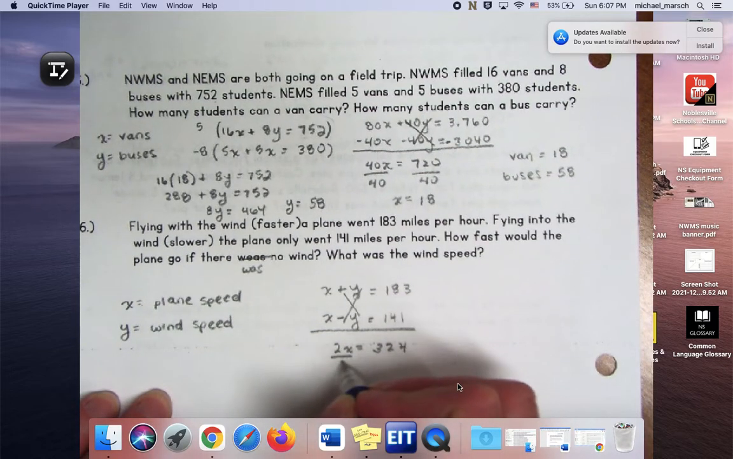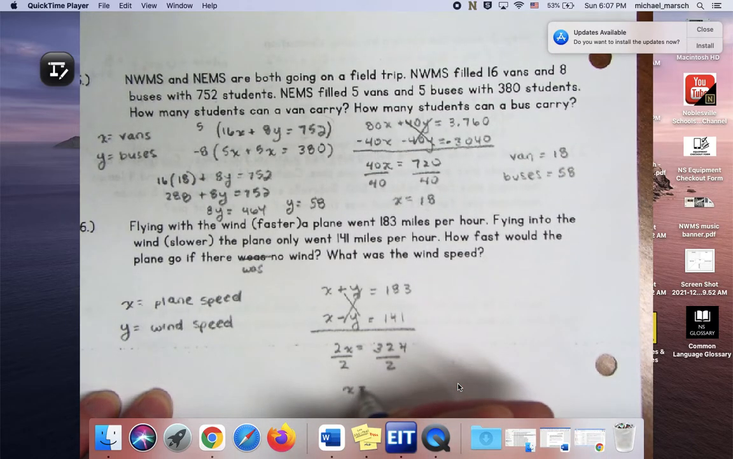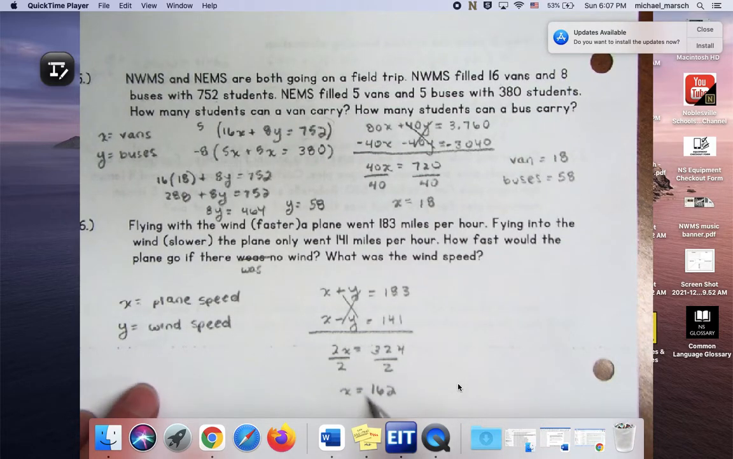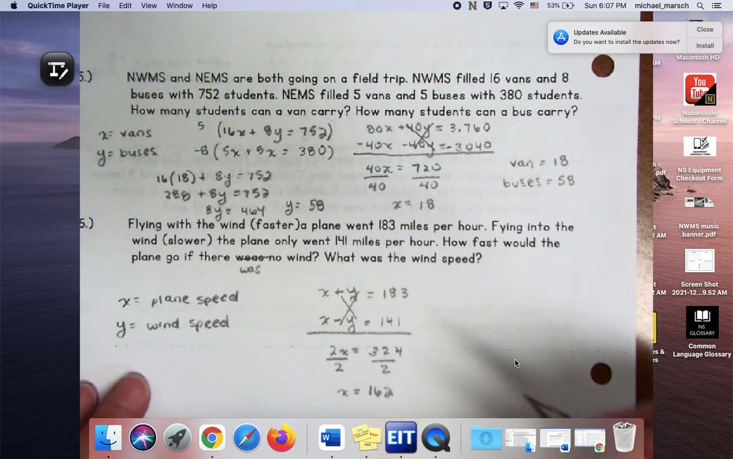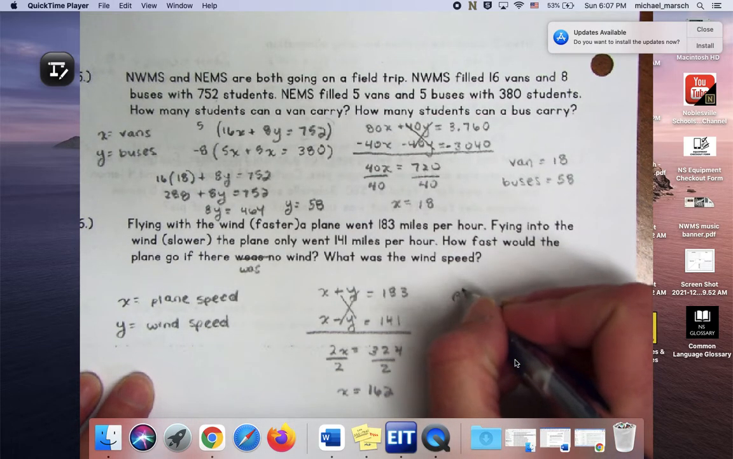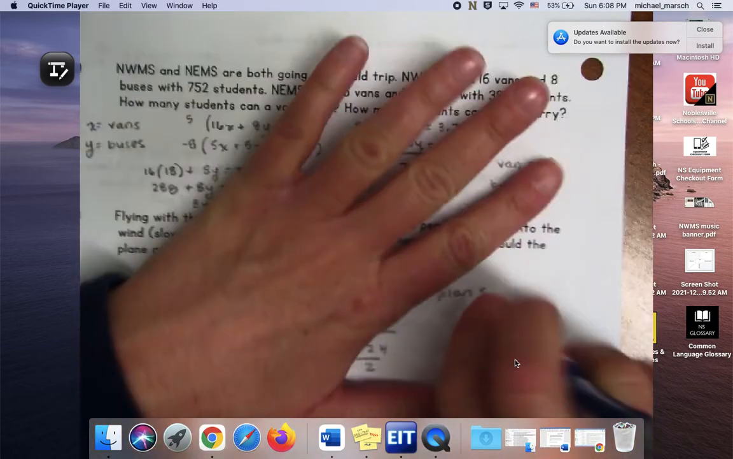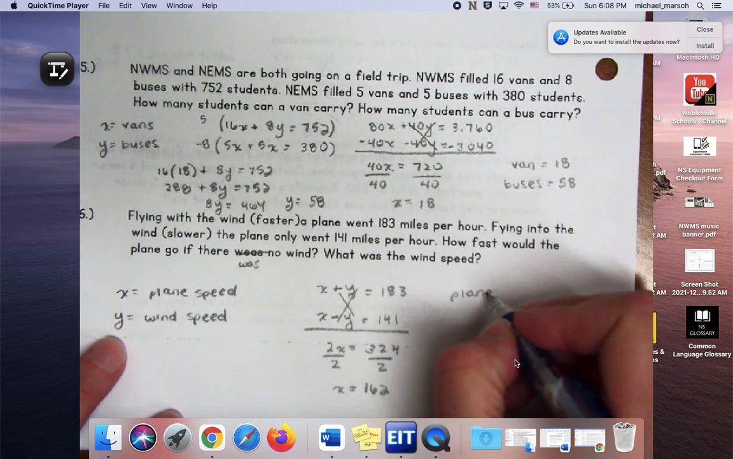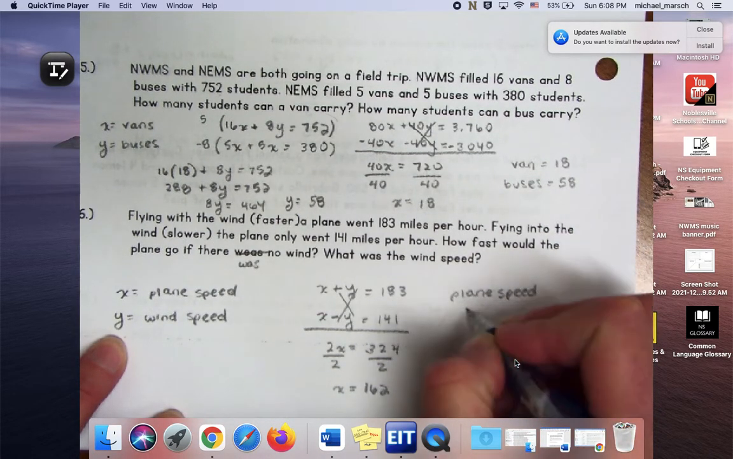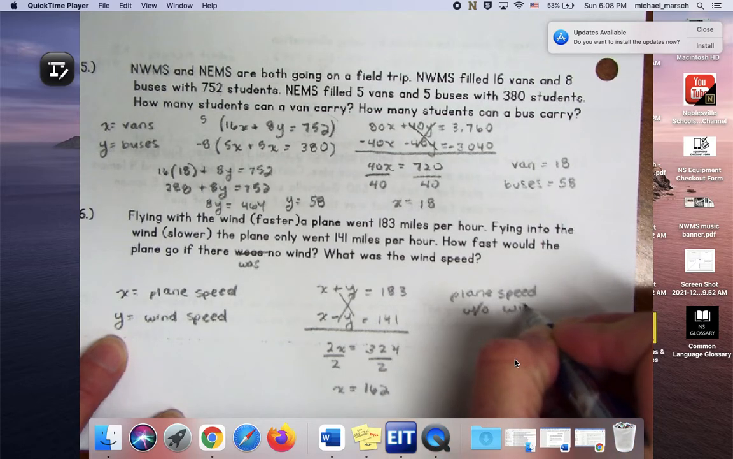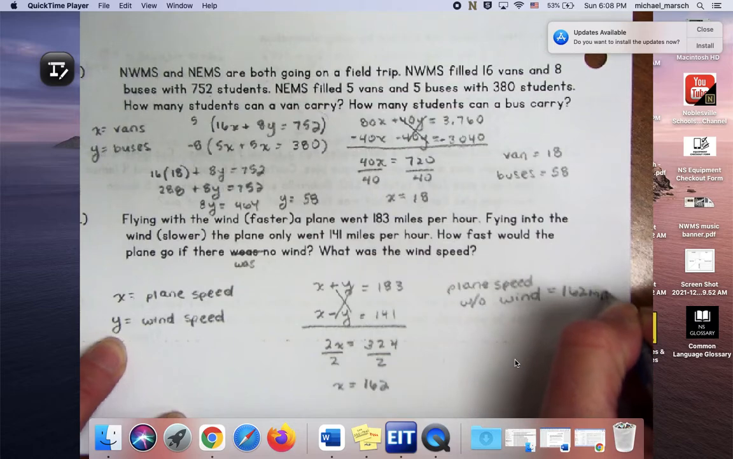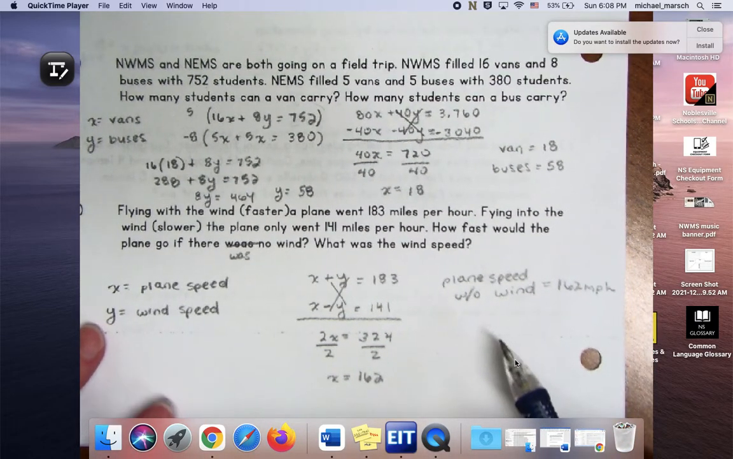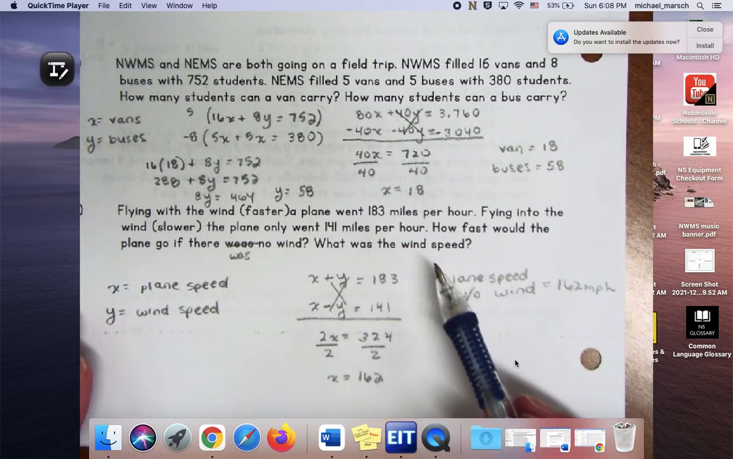And then when I divide by 2, I get that x equals 162 miles per hour. So remember, that x is the plane speed when there's no wind at all. So the plane speed without the wind is 162 miles per hour. So now we need to figure out what is the wind speed. So how much is the wind helping?